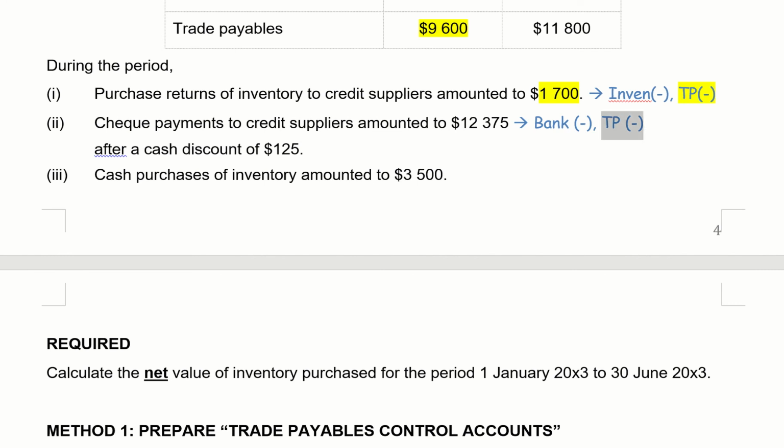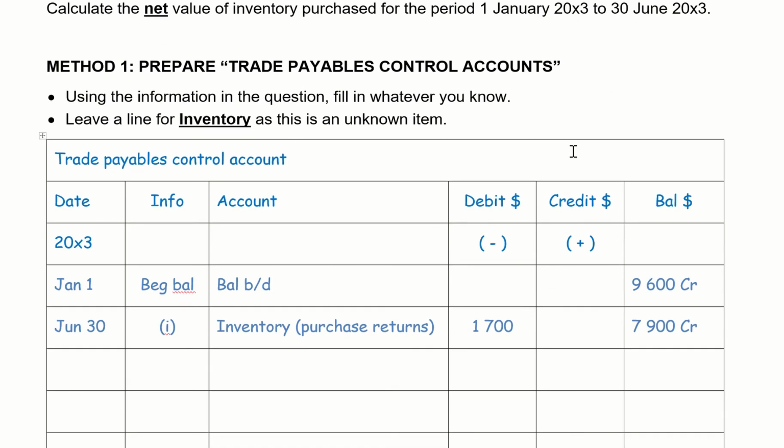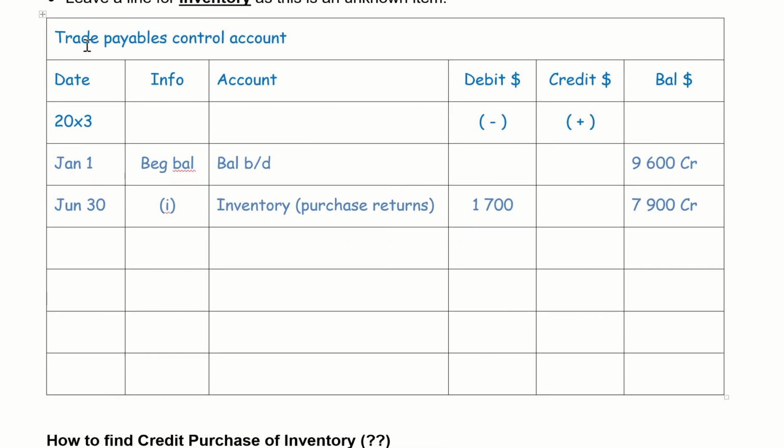So which one am I recording? Actually, I want to record my trade payables minus $12,375. So under the trade payables control account, I will record trade payables minus $12,375. And then what is the other account that is going to be affected? The other account going to be affected is cash at bank.